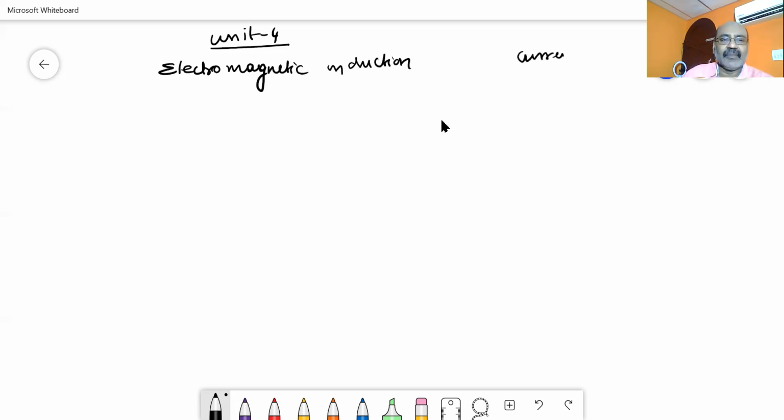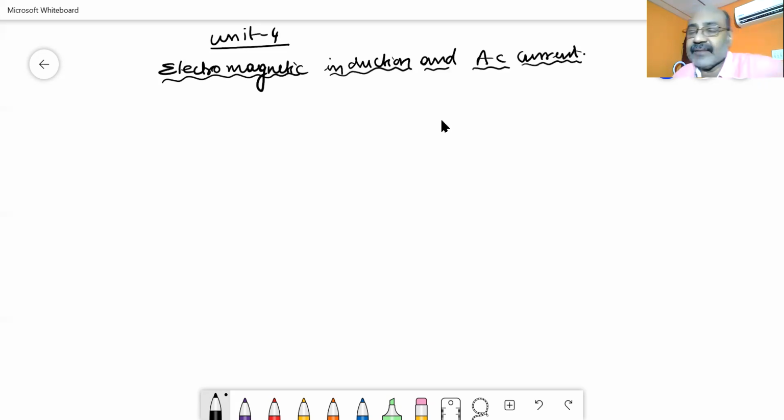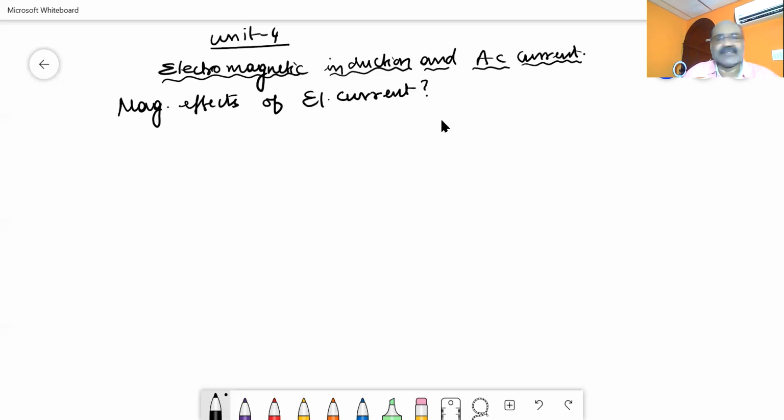So we have already completed the previous chapter, and I have started with the 4th unit called electromagnetic induction and AC current. In the previous chapters, you might have studied about the magnetic effects of electrical current. What have you studied about these magnetic effects of electrical current?